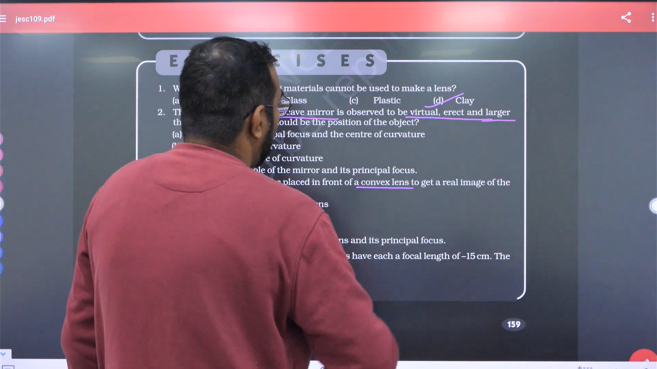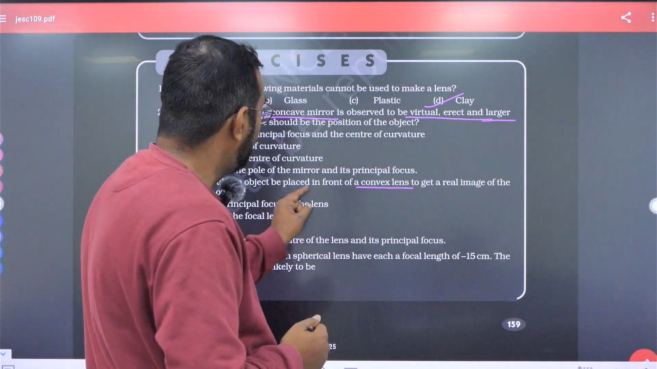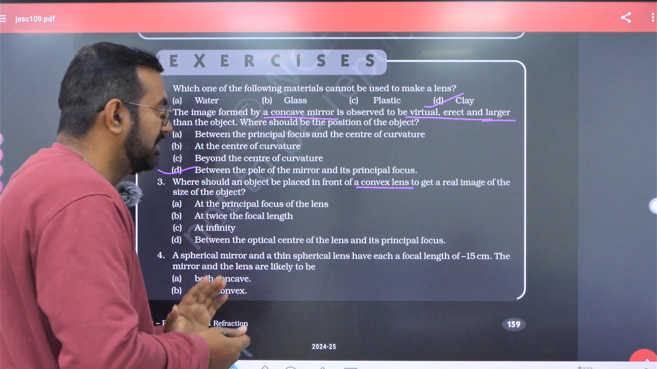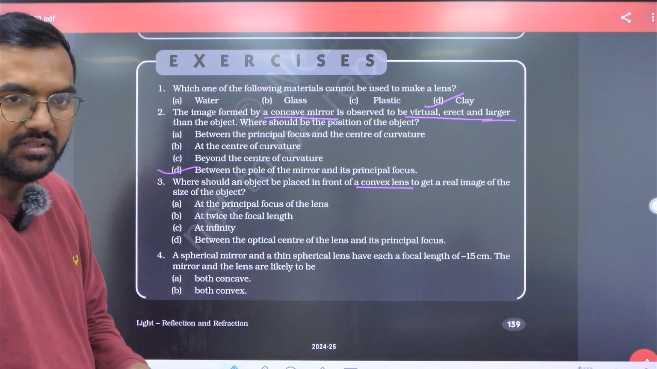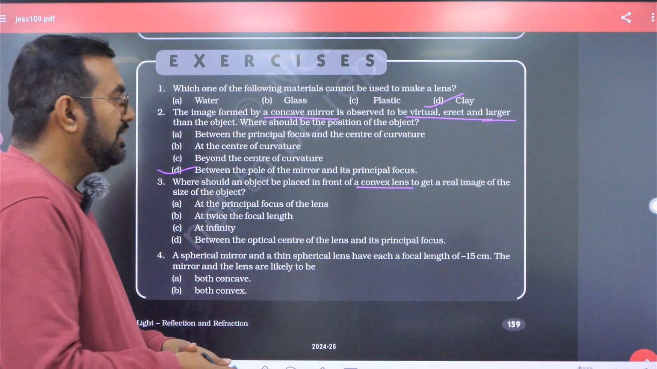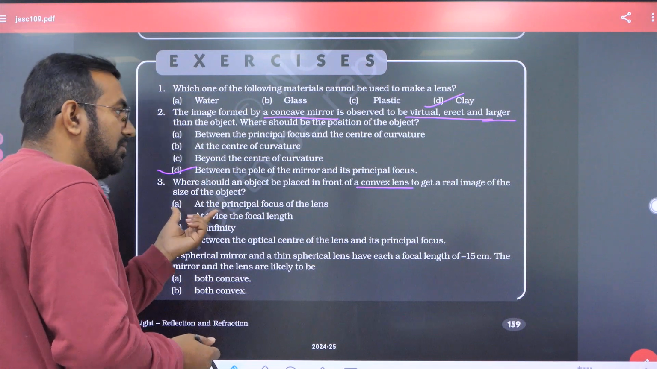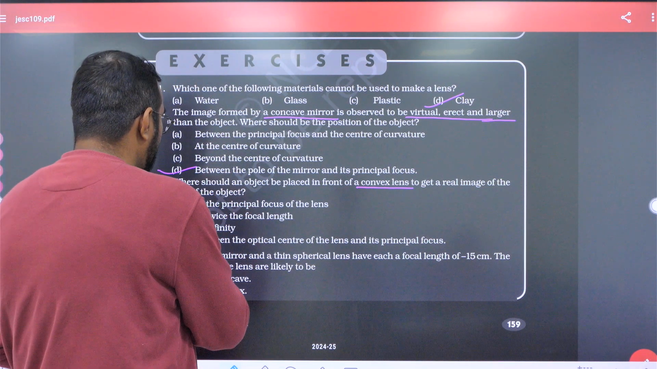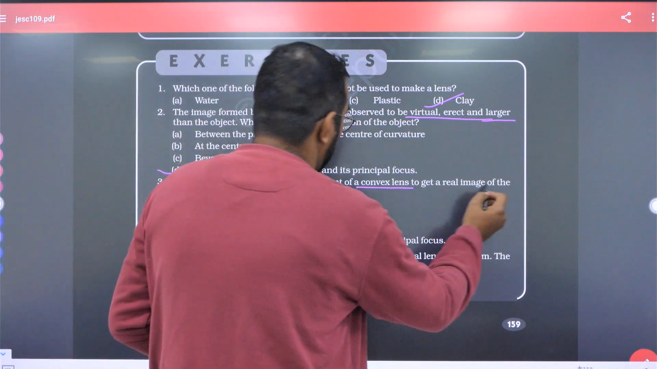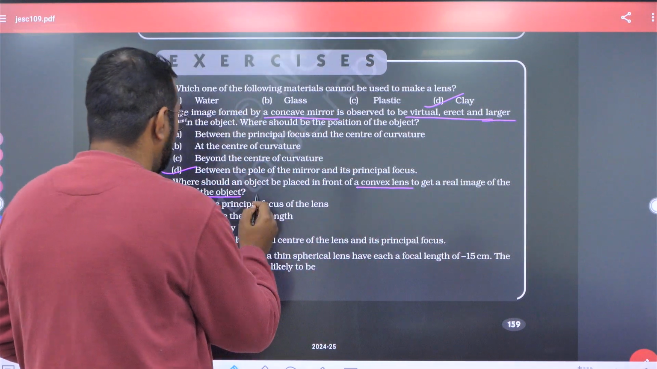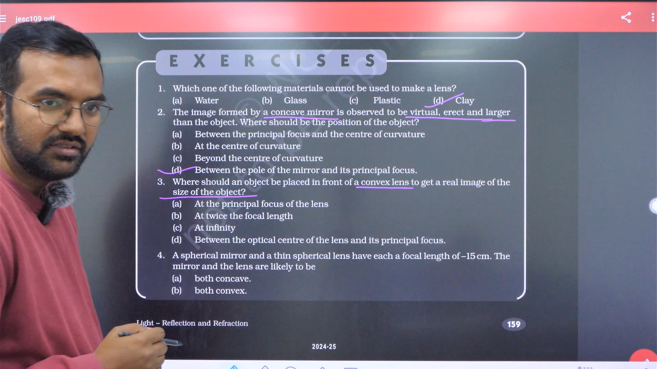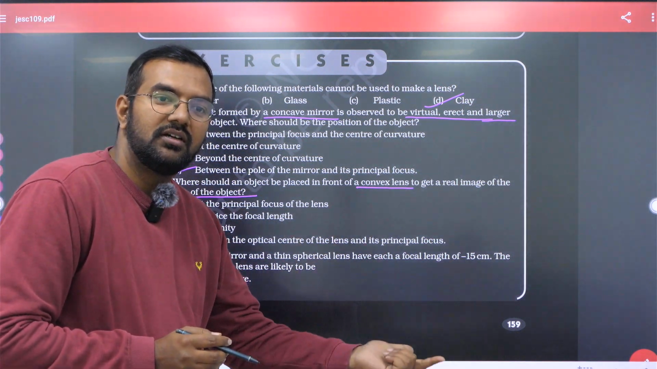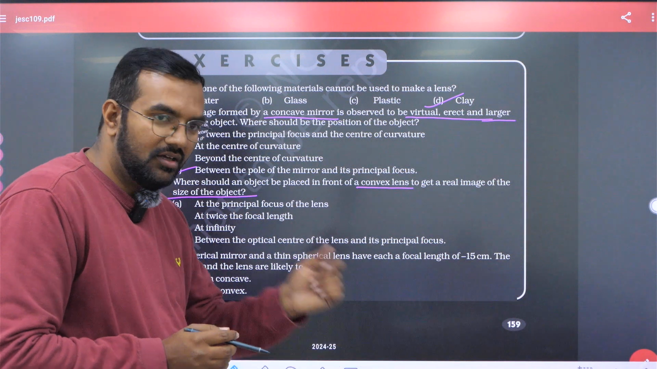So one case only. So where should an object be placed in front of a convex lens to get a real image of the size of the object? Here we have to find the real image, and the size must be the same. Real image of the same size as the object. So that should be at the center of curvature.